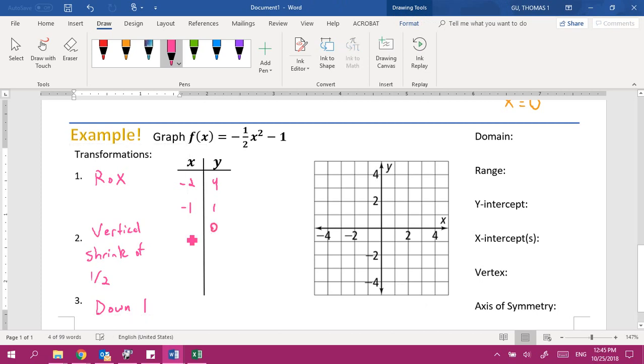0, 0, 1, 1, and 2, 4. Okay, so what is the first transformation we have here? Reflect over x.